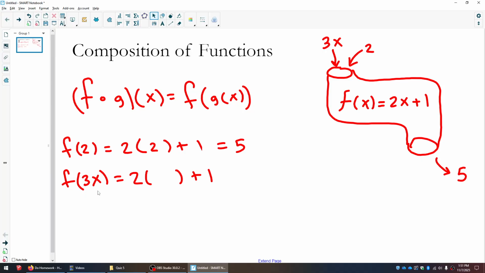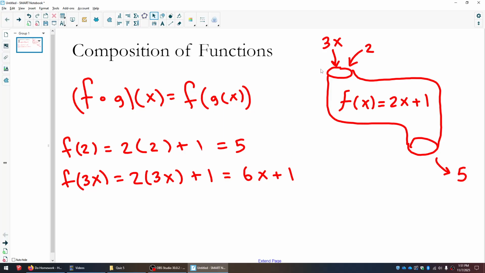And then we say, what are we putting in as the input? We're putting in a 3x. So we put a 3x in where we see the parentheses, and then we try to simplify this. It's not going to be a number, but we can still simplify this. This becomes 6x plus 1. So there you go. This is called composition of functions, what we're doing.